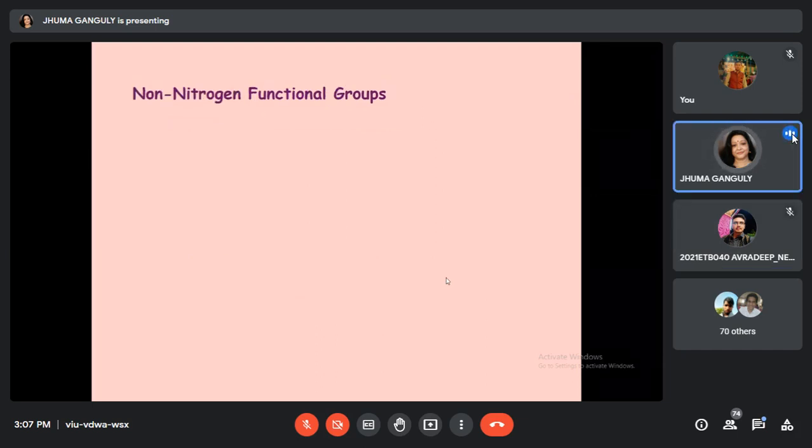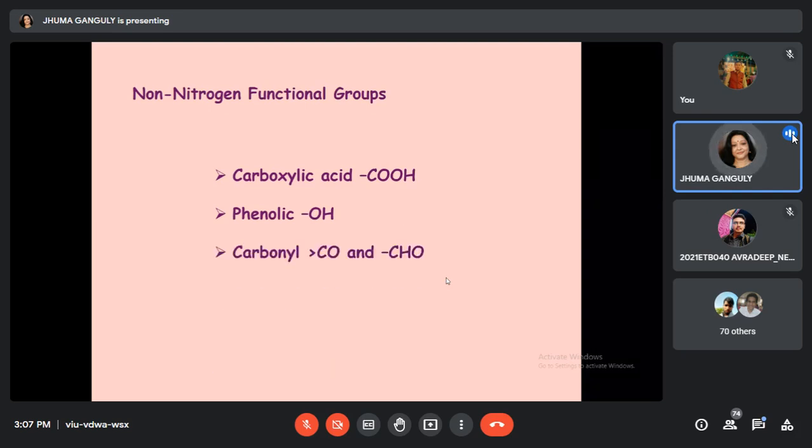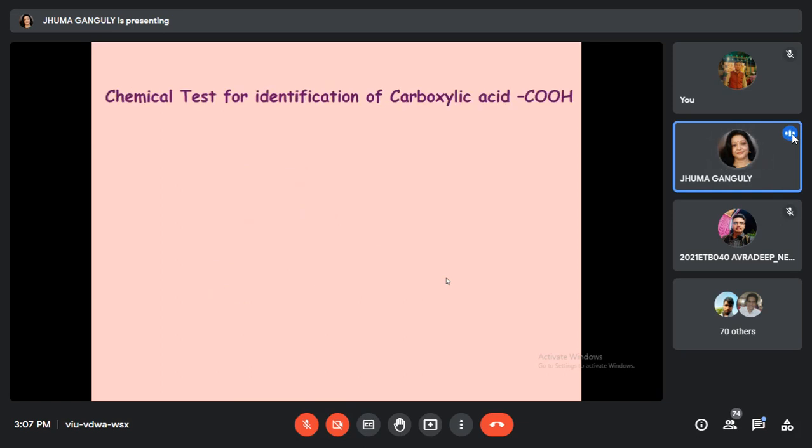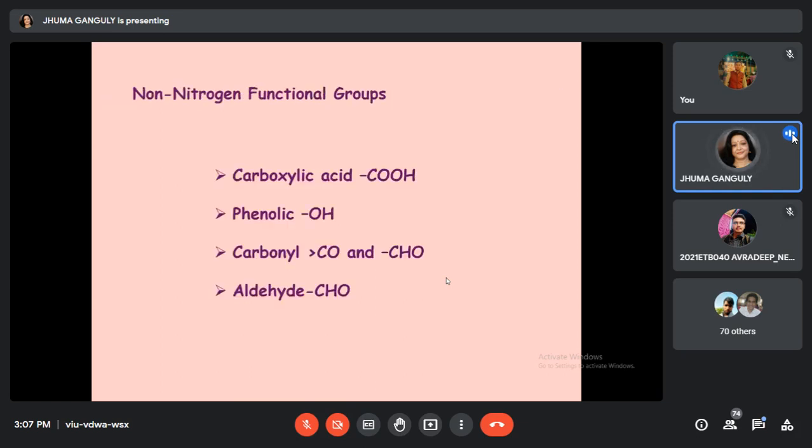Now first there are two categories. Non-nitrogen functional groups; non-nitrogen means there is no nitrogen. Simple organic functional groups: carboxylic acid, phenolic OH, and carbonyl. There are two types of carbonyl moiety, the keto group and the aldehyde group. So up to this, I just want to discuss first, then I will show our approach.